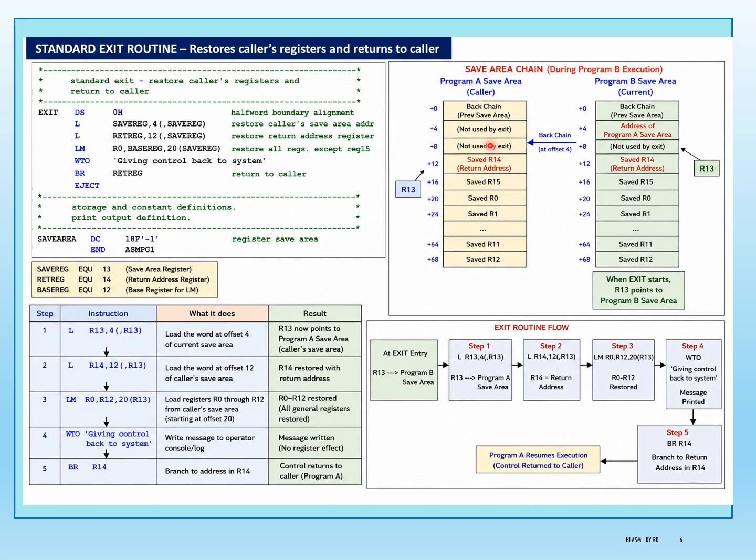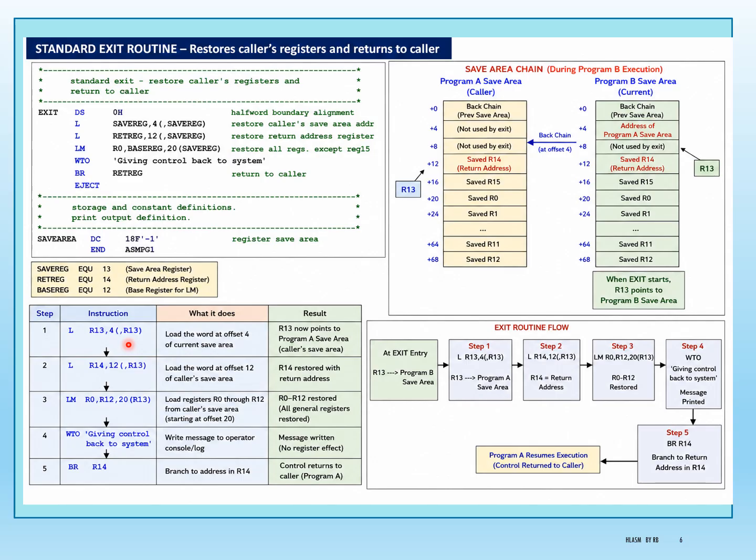What I am doing, I am putting back in my register 14. So what I have done, two things: register 13 I restored back, which is program A save area, and register 14 also I restored, which is program A's starting point, which is program A's address. Now I am taking from 20 onwards the entire piece, and I'm copying back into register 0 to register 12.